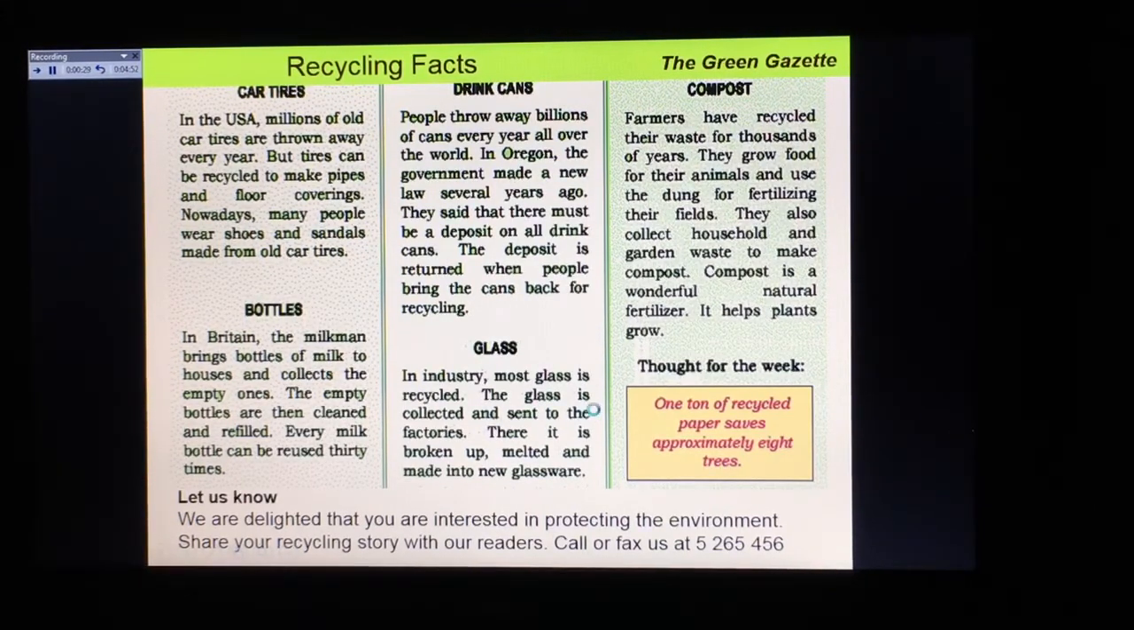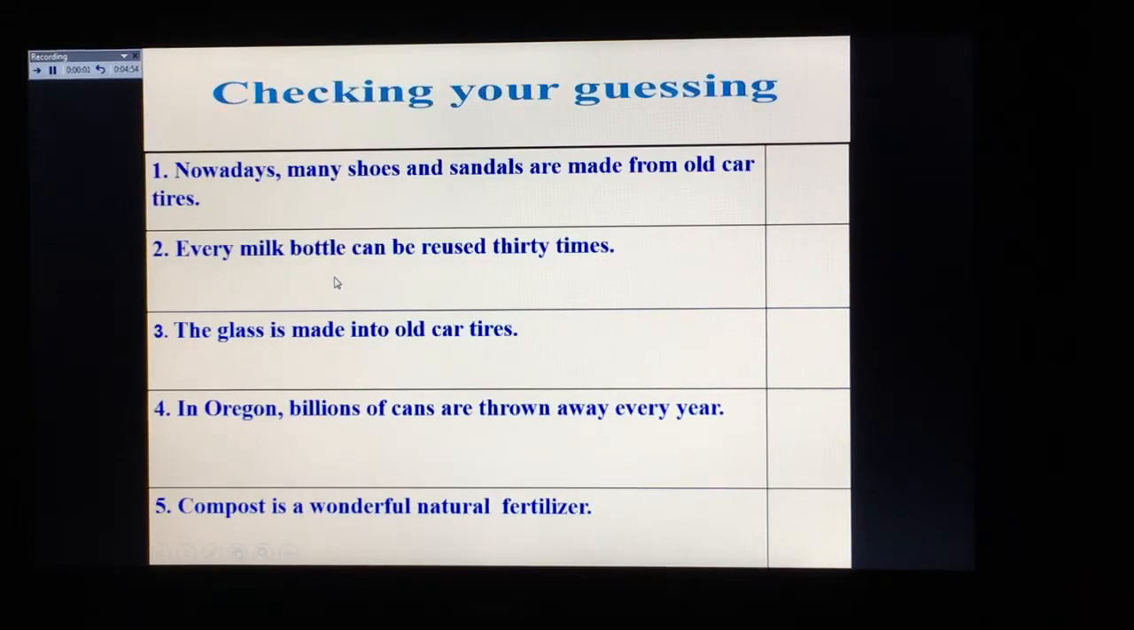Let's check your guessing. Nowadays, many shoes and sandals are made from old car tires. Is it true or false? From the text. Yes, it is true. And how about number 2? Is it true or false? Every milk bottle can be reused 30 times. So it is true. And number 3, it is false.